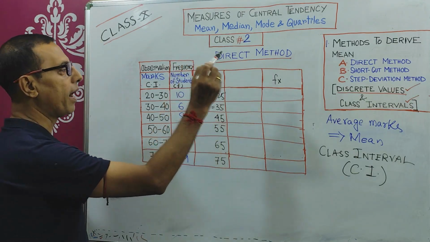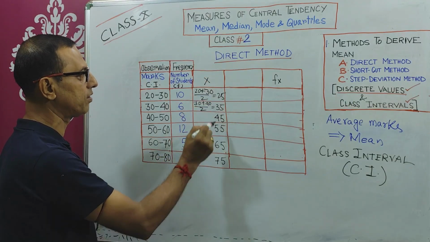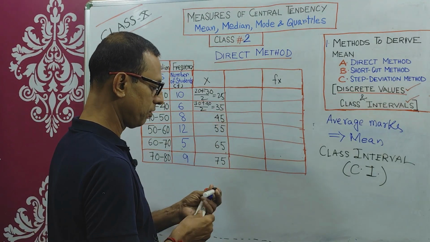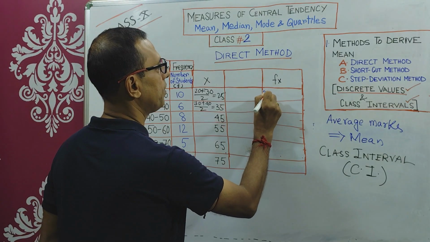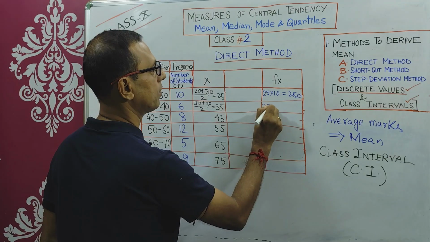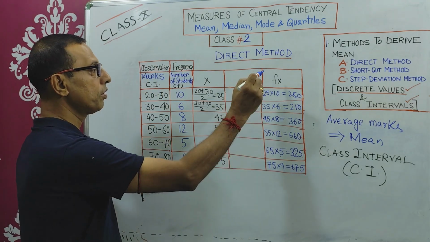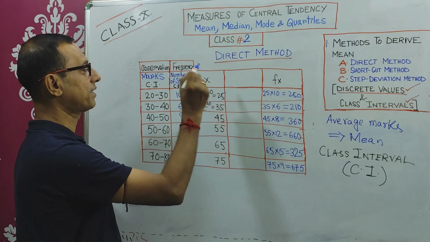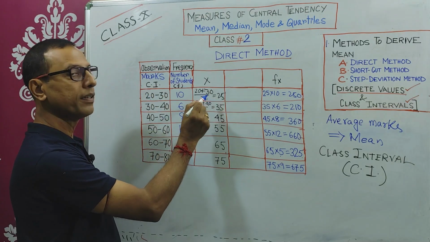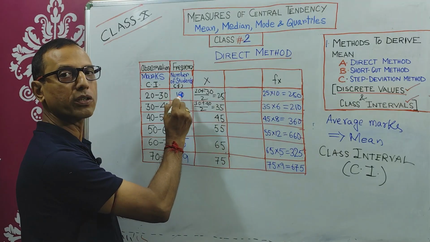Now you need to multiply the frequency with each of the averages. You have calculated this average for each of the class intervals. You need to multiply with the respective frequency. Now 25 into 10. So how will you do it? 25 into 10 is equal to 250. Similarly 6 into 35, that is 210. So this is the last column. For discrete values only, for isolated numbers, you just directly multiply the frequency with the observation value. Here you need to find out the mean of each class interval, then multiply with the respective frequency for that particular class interval.